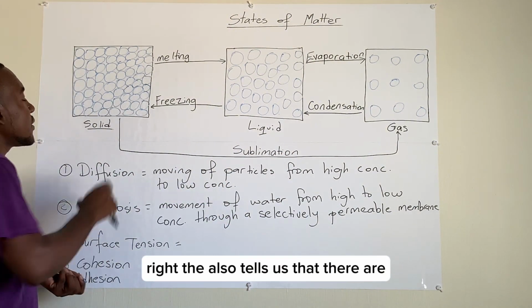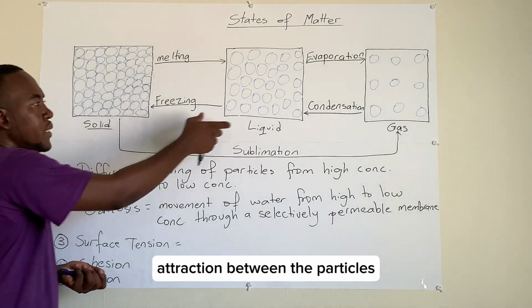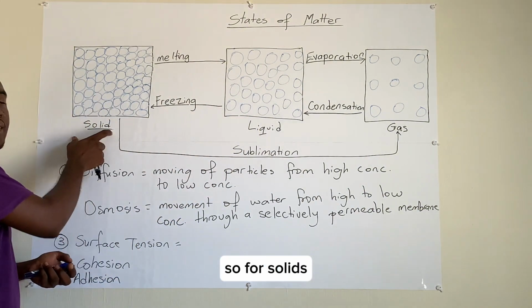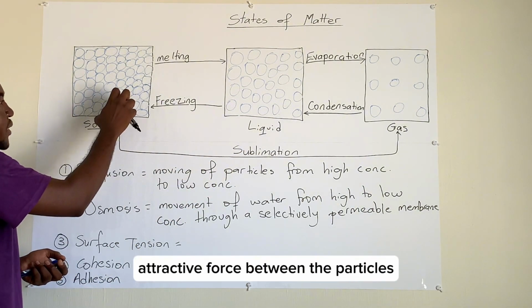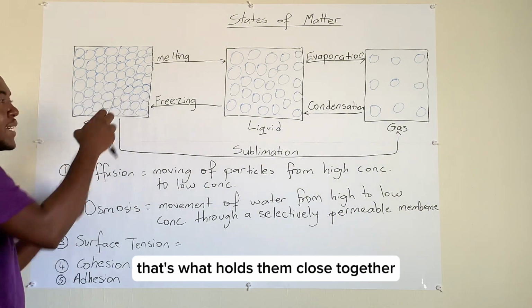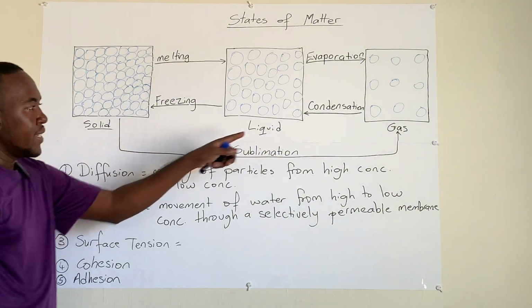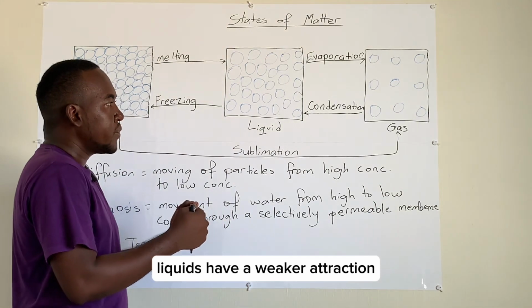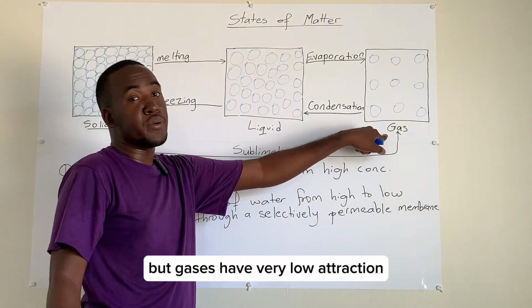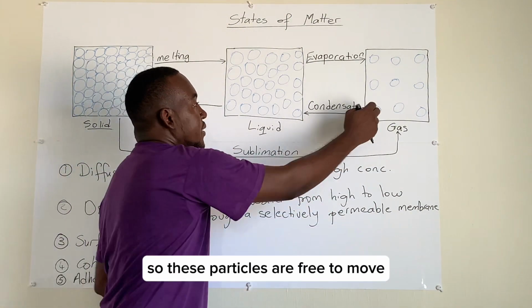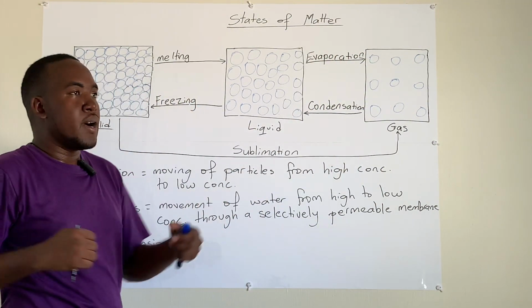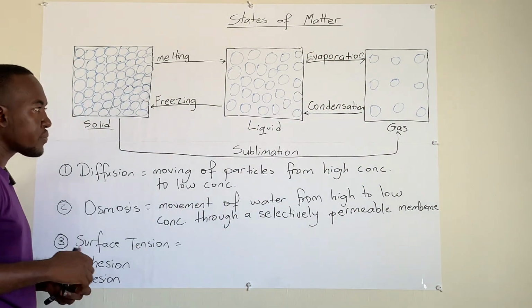The theory also tells us that there is attraction between the particles. So for solids, they have a very strong attractive force between the particles. That's what holds them close together. Liquids have a weaker attraction, but gases have very low attraction. So these particles are free to move apart from each other.